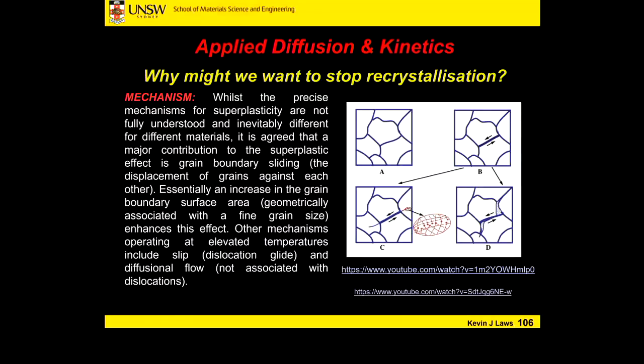So with superplasticity, again, the precise mechanism is very complex. We don't fully understand it at this point, and it's inevitably going to be different for different materials. But the major contribution to superplastic effect is grain boundary sliding. So our grain boundaries will slide over one another instead of dislocations activating to accommodate strain. So it's not necessarily associated with dislocations.